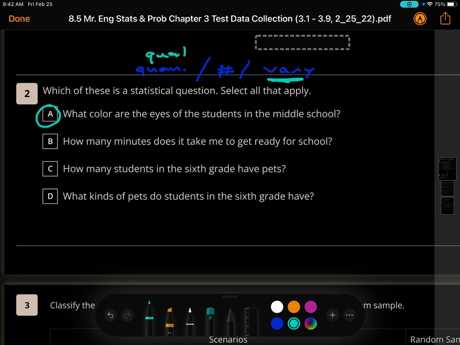So A is acceptable. B, how many minutes does it take you to get ready for school? This one is also a good statistical question. Actually, A. C, how many students in the 6th grade have pets? So you're just going to get an answer for this one, and your answers will not vary. And D, what kinds of pets do students in 6th period have? So you're going to get different types of pets on this one.